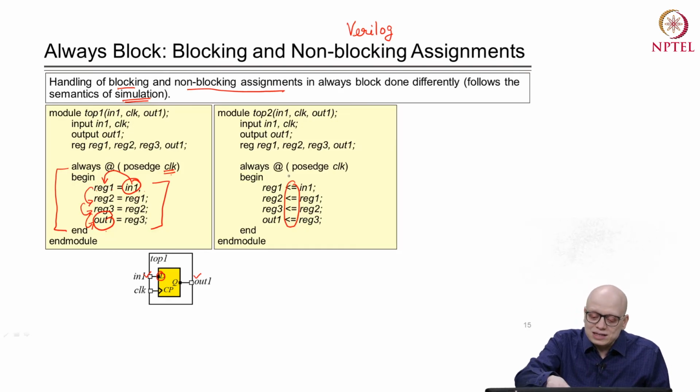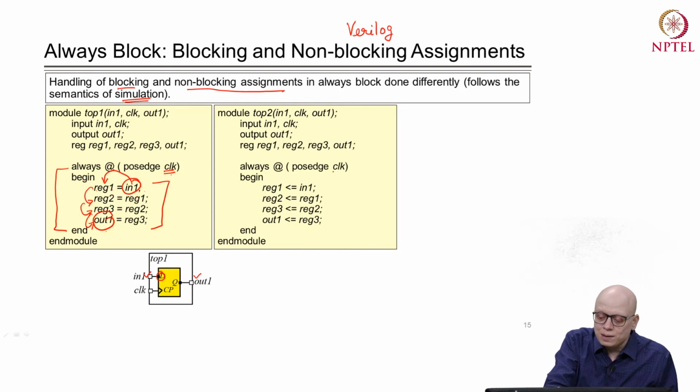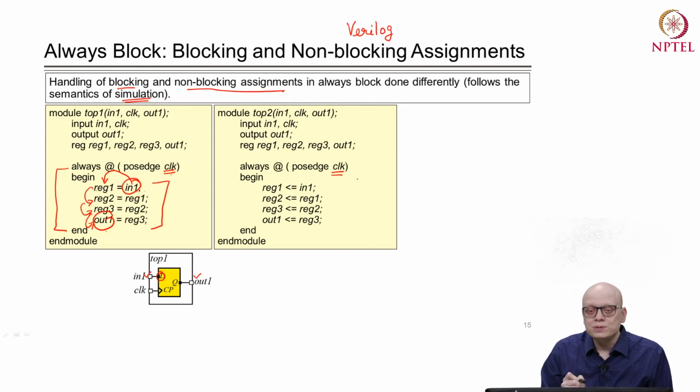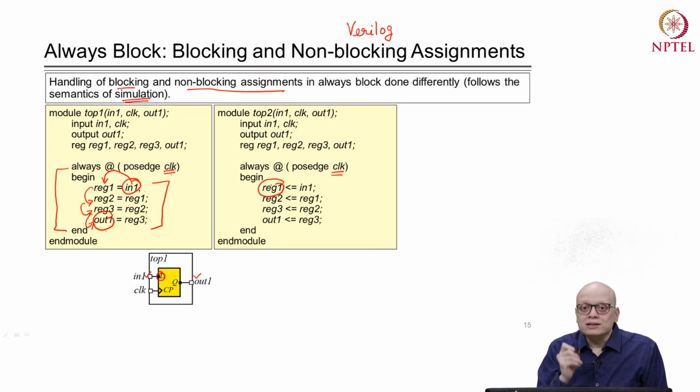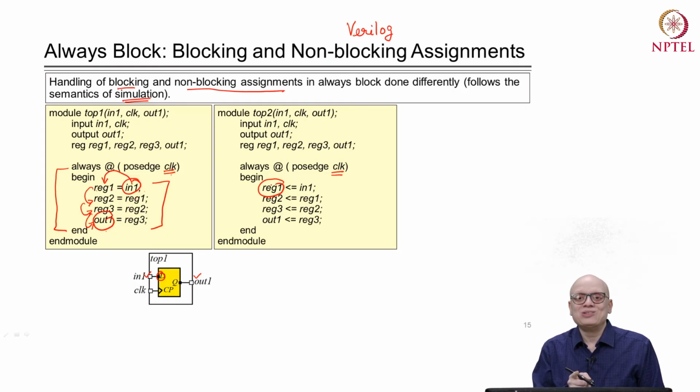So, in this case, whenever a positive clock edge appears, the current value of in1 is not assigned to reg1 right away, but is scheduled to be assigned to reg1. That is an important point. The value of reg1 is still the old value, but what reg1 will be assigned later on is the value of in1.